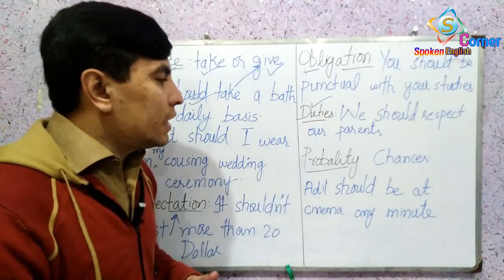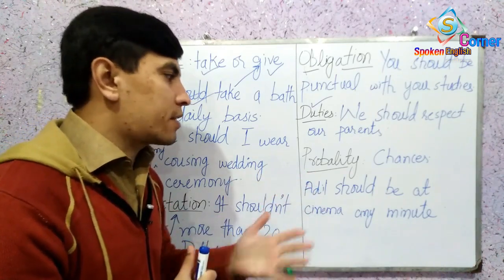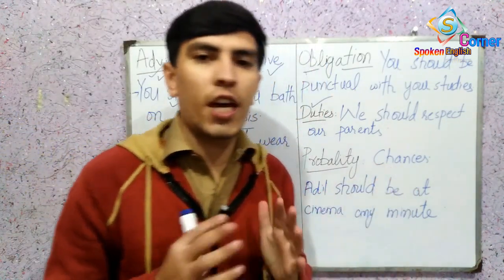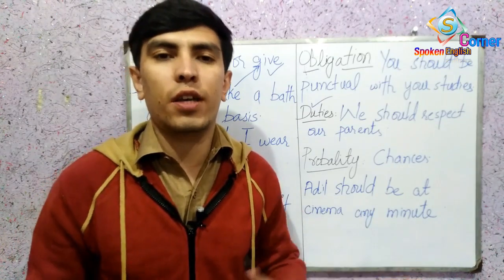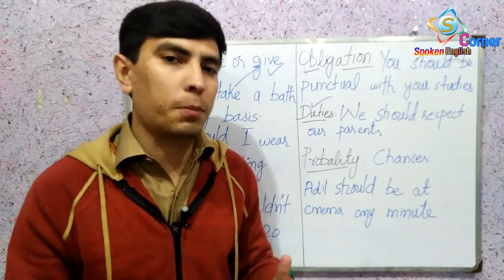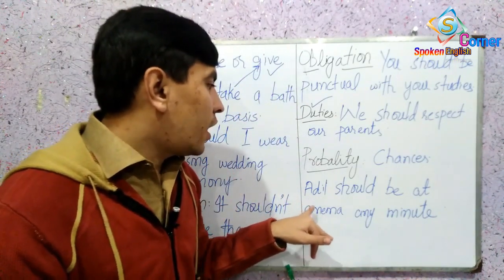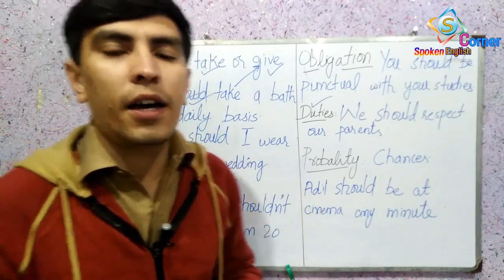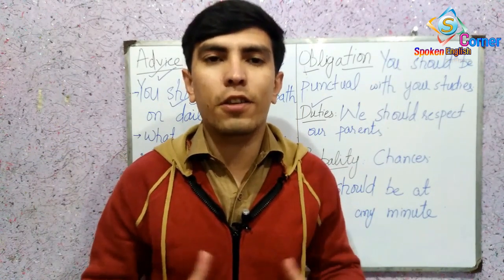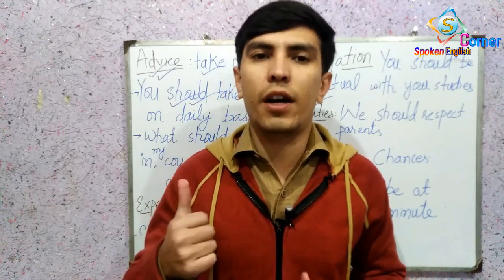Last but not the least, probability. Probability means chances, or you can also say something is possible to happen. I have made one example on it: Adil should be at the cinema any minute. This shows the chances of something happening. So that's all about today's lesson regarding should.